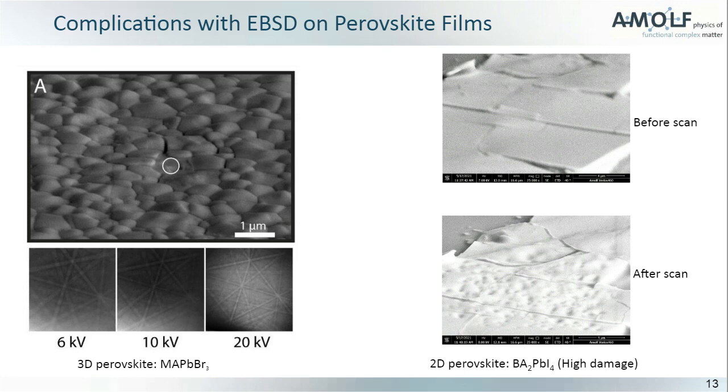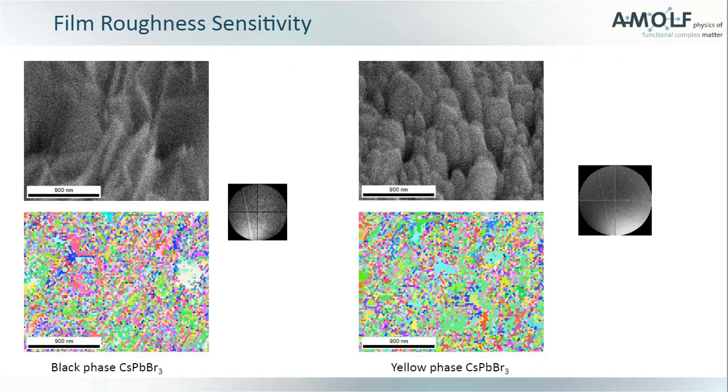Another thing I want to share is film roughness sensitivity. EBSD is very sensitive to film roughness. On the left side, we have this cesium lead bromide sample received from our collaborators, and there are two kinds of grains, two different morphologies. There are some needle-shaped grains located around the middle area, and we also have some flakes on the left side and right side.